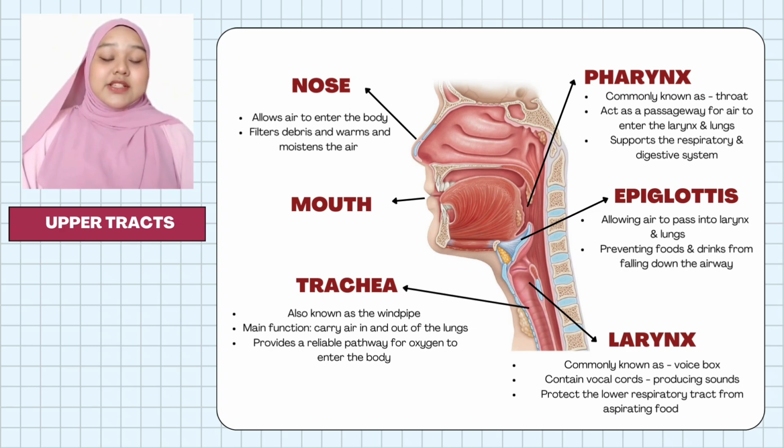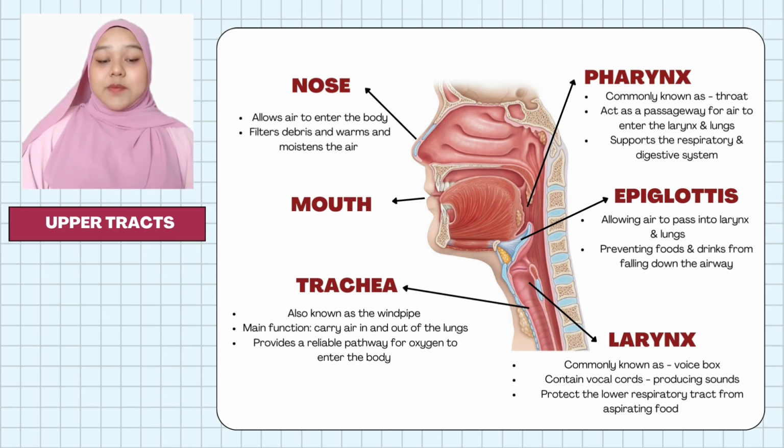The second part is the trachea. It is commonly known as the windpipe. The main function of the trachea is to carry air in and out of the lungs and provide a reliable pathway for oxygen to enter the body. The third part is the pharynx. It is also known as the throat. The pharynx acts as a passageway for air to enter the larynx and the lungs. It also supports the respiratory and the digestive system, which helps the movement of food into the esophagus.